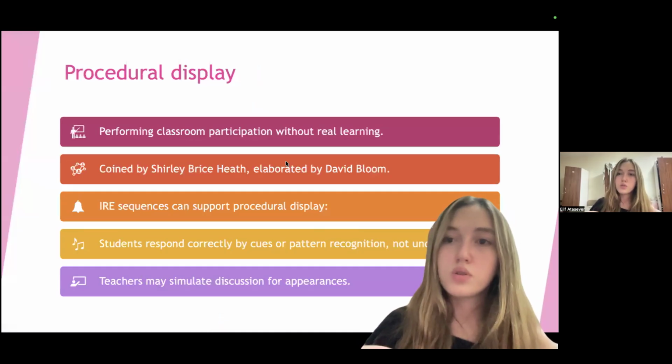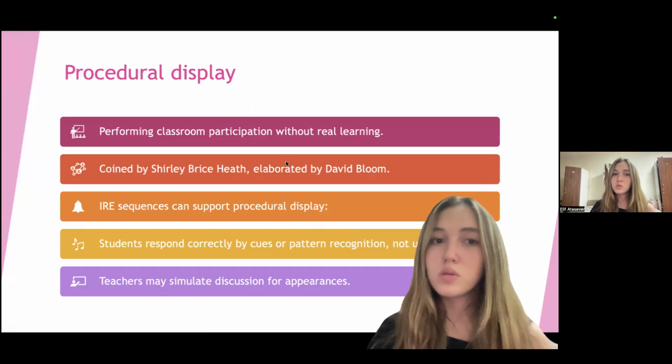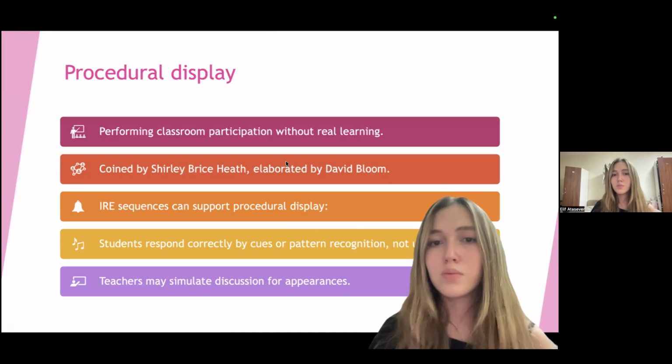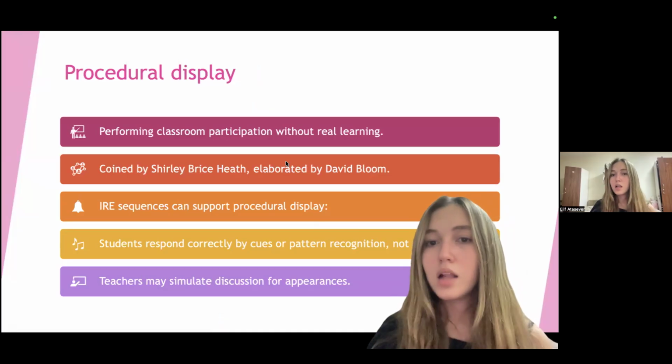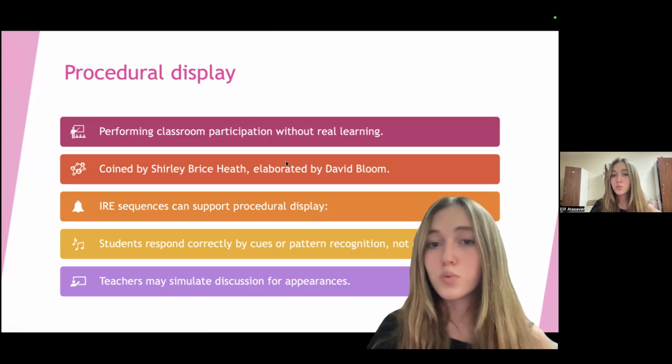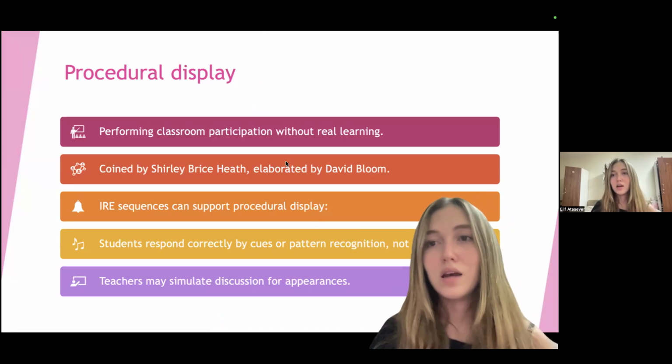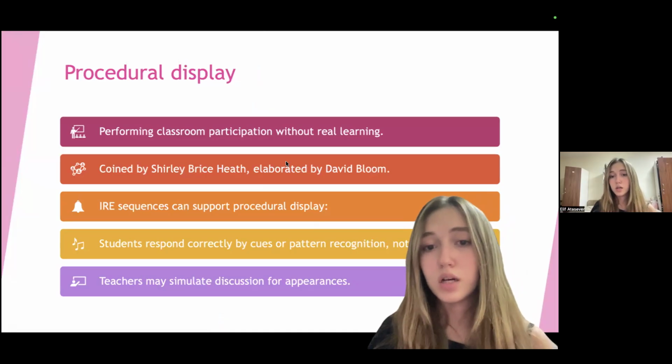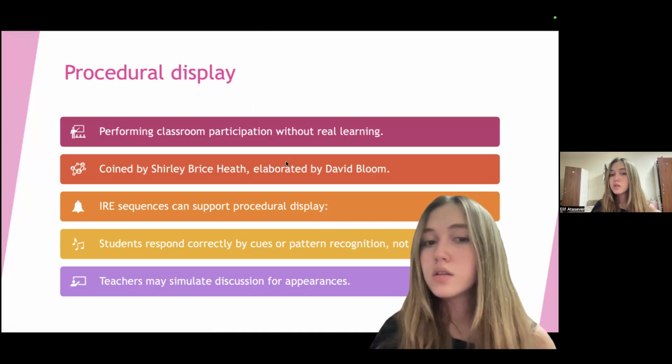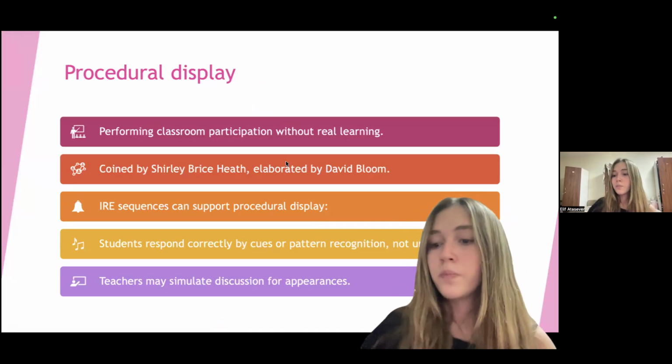And then we have procedural display. Procedural display means performing classroom participation without real learning, and it was coined by Shirley Brice Heath and elaborated by David Bloome, I guess. And IRE sequences can support procedural display, but it can affect negatively as well. Students respond correctly by cues or pattern recognition and not understanding, or teachers may simulate discussions for appearances.